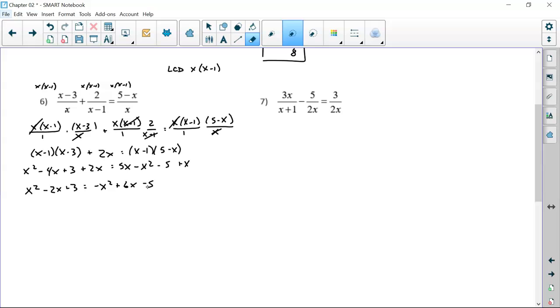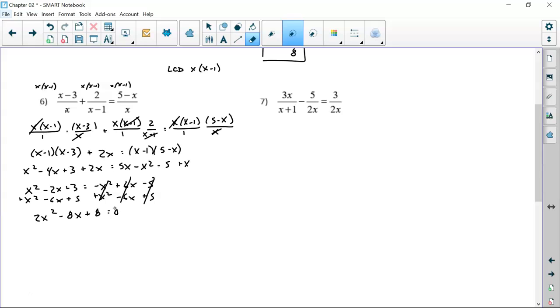Now, we want to get everything onto the left-hand side. So we're going to add x squared to both sides. We're going to subtract 6x from both sides. And we're going to add 5 to both sides. So we're left with 2x squared minus 8x plus 8 equals 0.